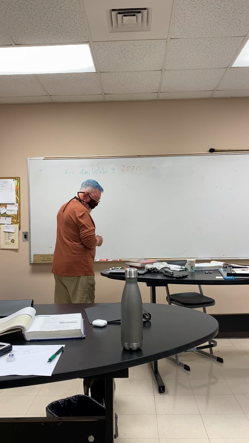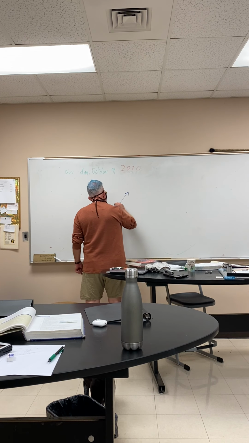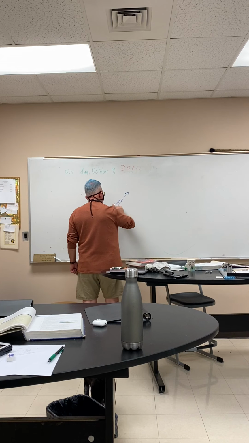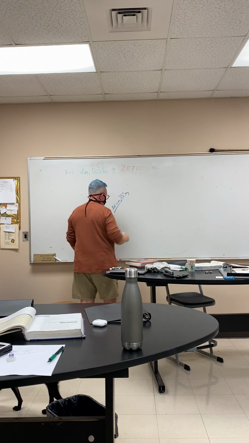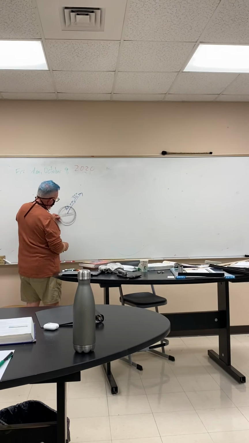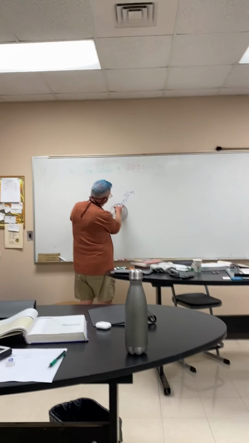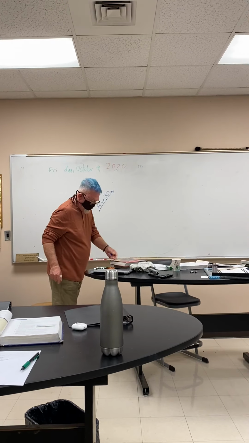Our first vector is 8 centimeters. We'll say 8.0 for significant digits at 35 degrees. Now, if you're drawing this, you'll put your little protractor on there and you'll measure up to 35 and draw your line. So it's all good.